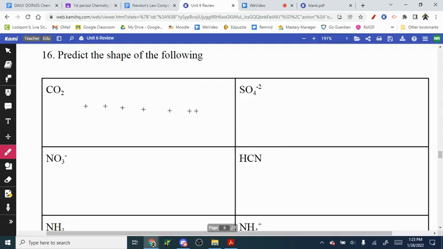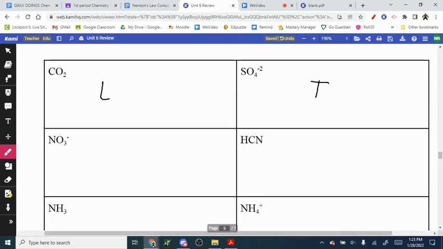So CO2 has 2 bonding domains and 0 non-bonding domains, so that's going to be linear. I'm just going to do the first letter. SO4 has 4 bonding domains and 0 non-bonding domains, so that's going to be tetrahedral. NO3 has 3 bonding domains and 0 non-bonding domains, so that's going to be trigonal planar. So trig plane.